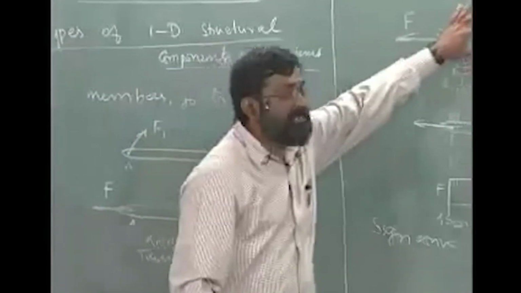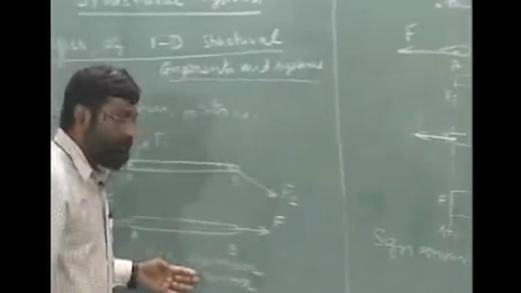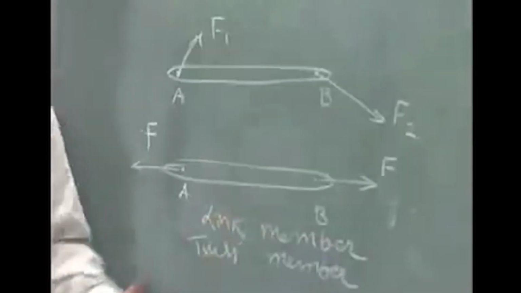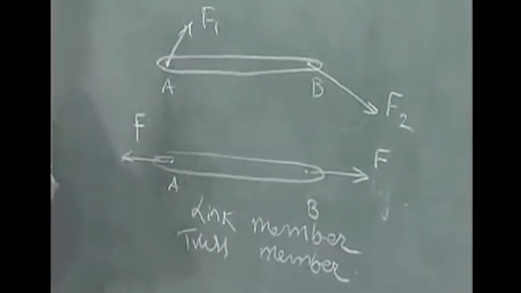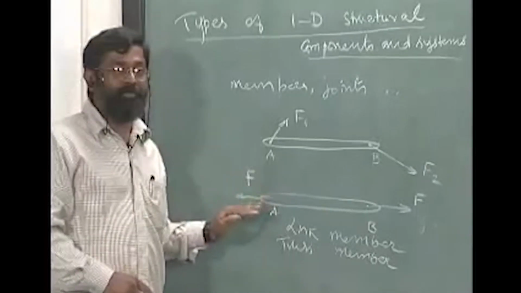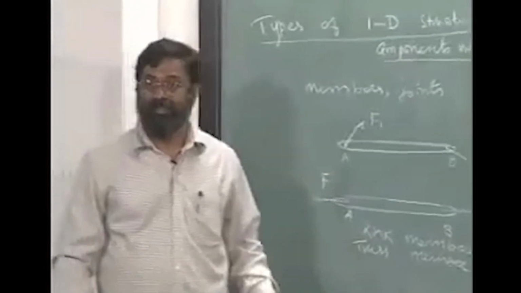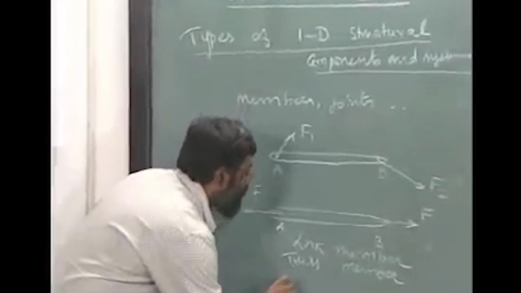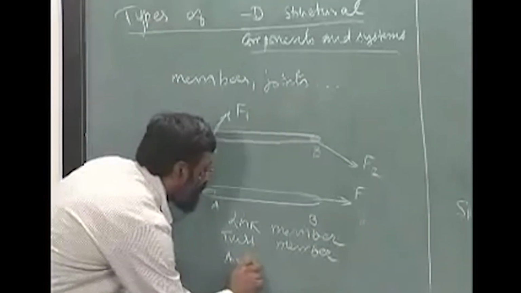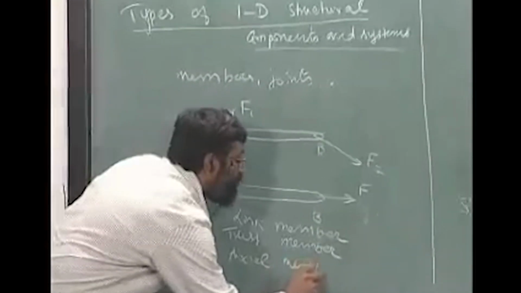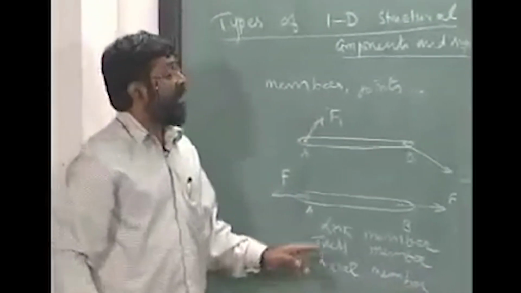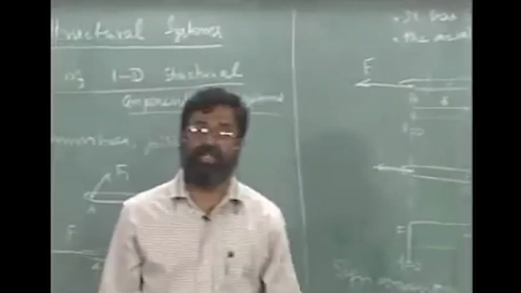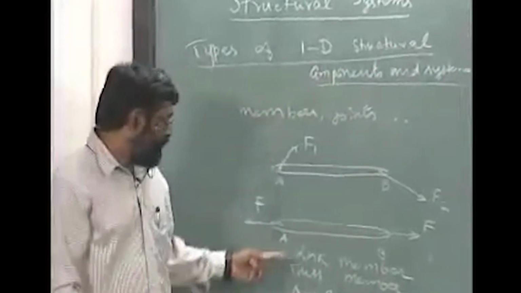Okay. So such a member is called a link member or a truss member, okay. So we have examined one type of member which is called an axial member or a link member or a truss member, alright. Sometimes they also call it an axial member, so I am just going to write that also, okay. Since the force is acting along the axis, I can call that an axial member, okay.